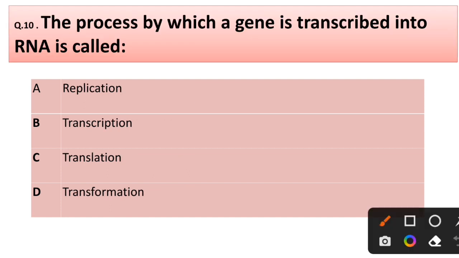Question number 10. The process by which a gene is transcribed into RNA is called replication, transcription, translation, transformation. Correct answer is option B, transcription.